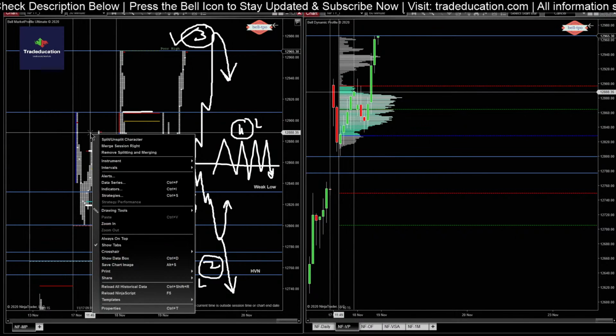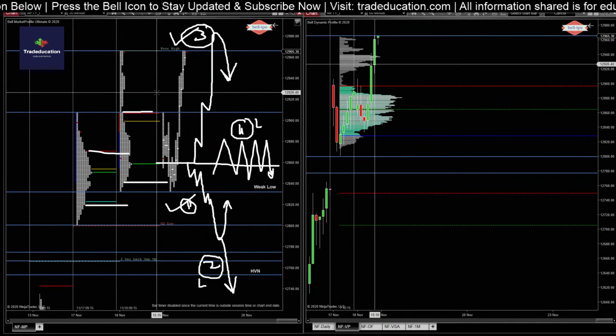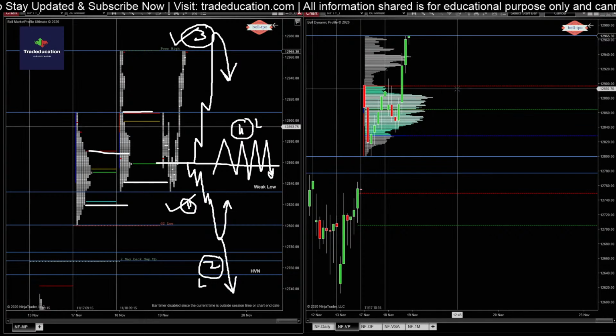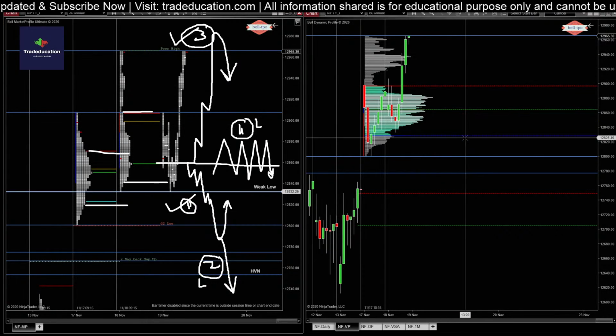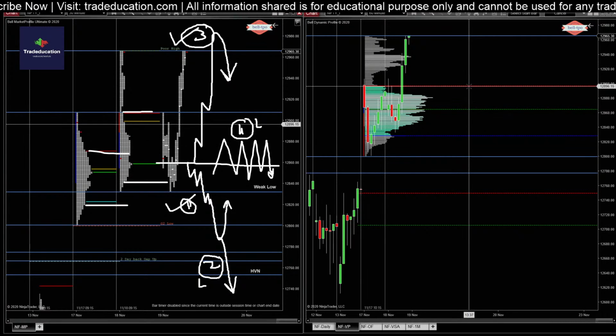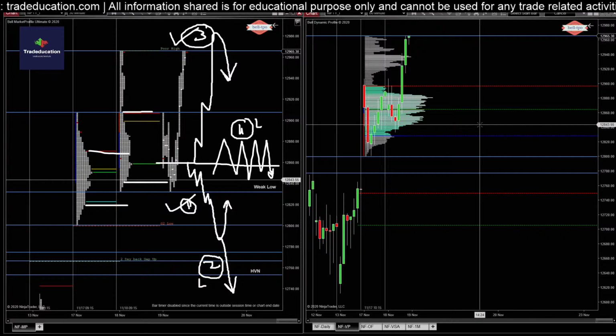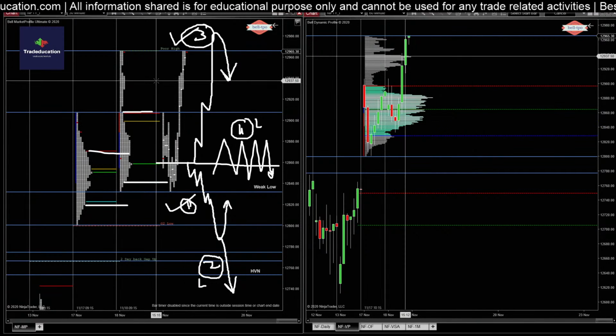So let me merge this. I think the time is 9:14 and the auction will begin in the next 40 seconds. So the value area high, value area low, and the VPOC, these are the three levels I'll again be keeping as a reference. I'm just opening the volume profile chart on the right and the market profile chart on the left.